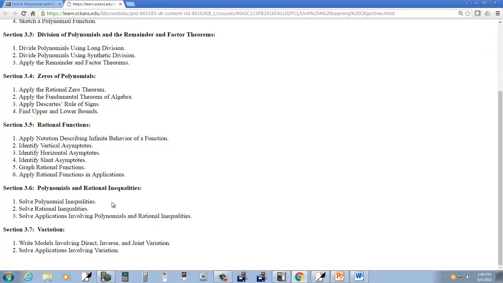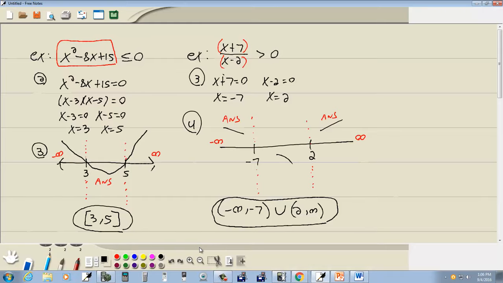Now, last topic, I'm going to give you the steps, but I'm not going to show any examples. I have a YouTube video out there so you can see it. Variation is not something I can make up the problems out of my head, so I'll leave it to you to watch the YouTube videos on those. This is talking about variation.